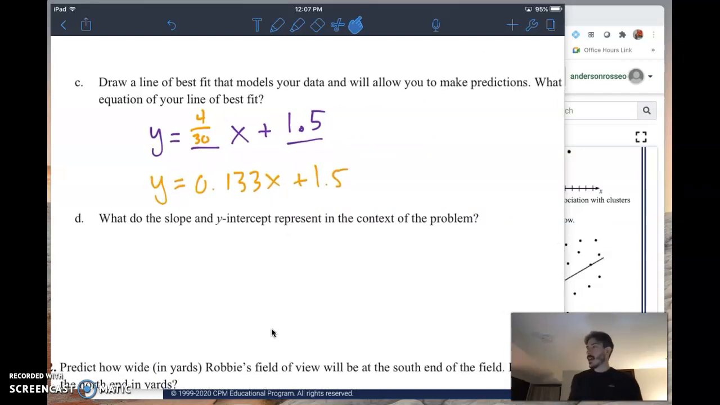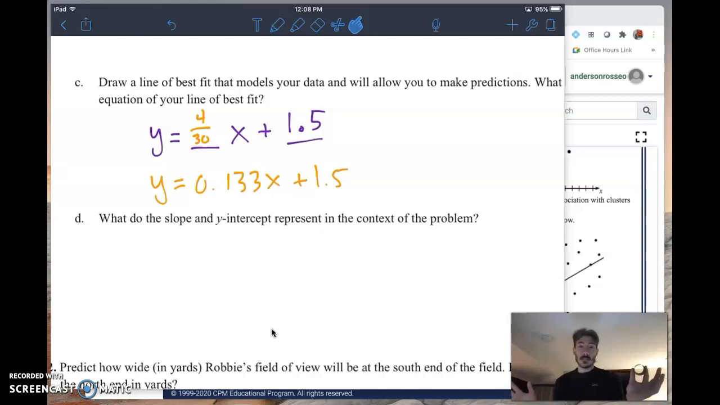Now it says here, what do the slope and the y-intercept represent? The slope and the y-intercept are actually very important. If we've got a y-intercept, that represents the value of y when x is 0. So that would be like, I'm looking through this tube, and it's when the tube is 0 inches from the wall. Well, what would I be able to see there? I'd be able to see only the edge of the tube. That means the diameter of my tube is about 1.5 inches.